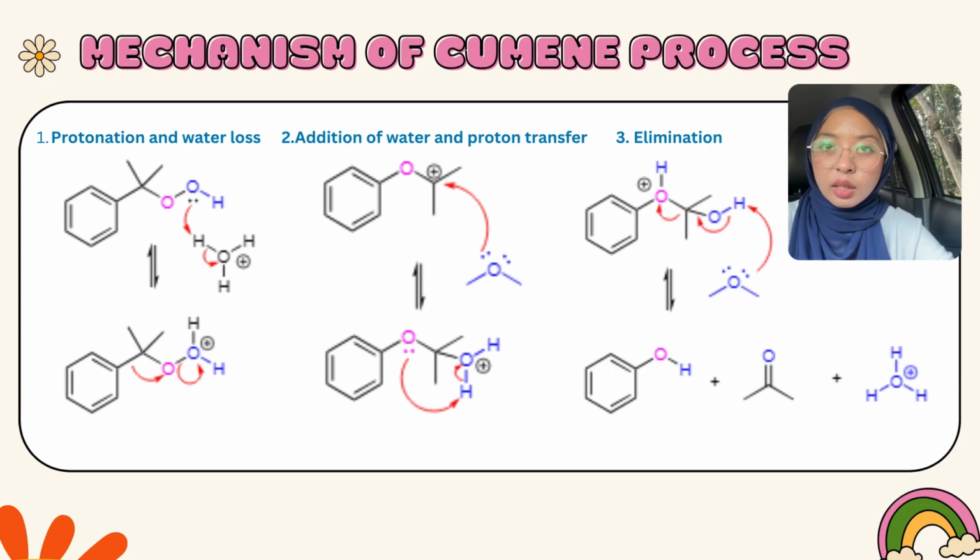Next is addition of water and proton transfer. The resulting carbocation intermediate is attacked by the nucleophilic water to form a protonated hemiacetal. A hemiacetal is a compound with an ether group and a hydroxyl group bonded to the same carbon atom. A proton transfer occurs with the oxygen near the ring taking the extra hydrogen.